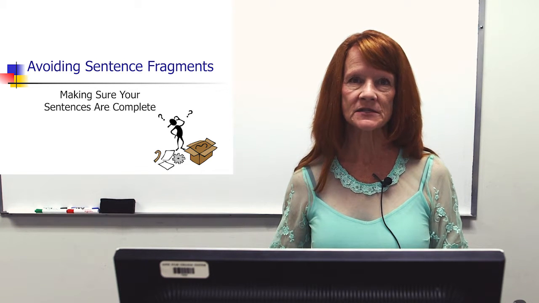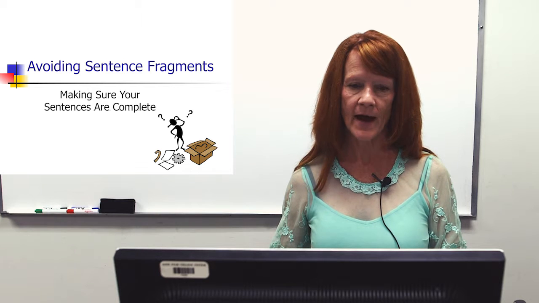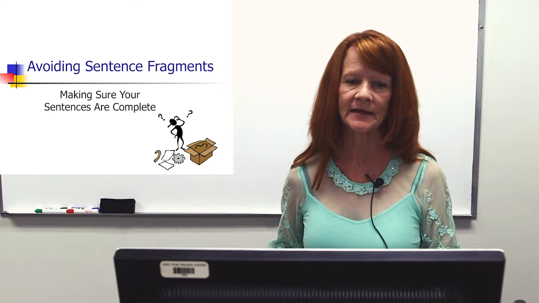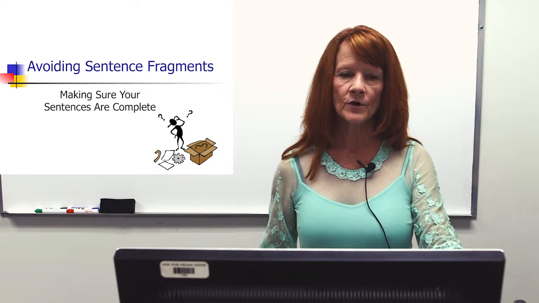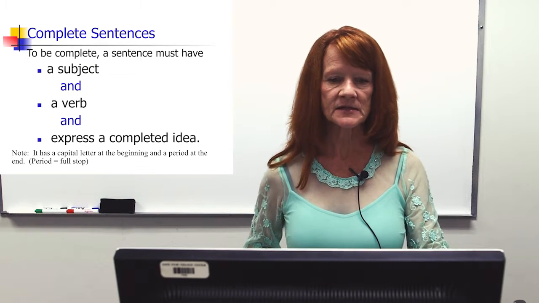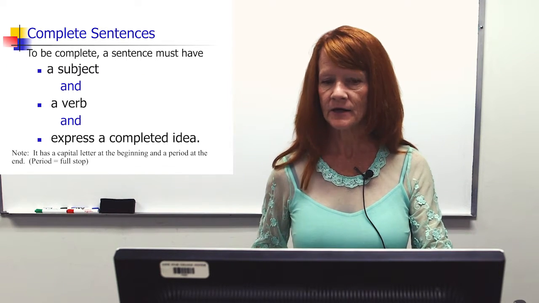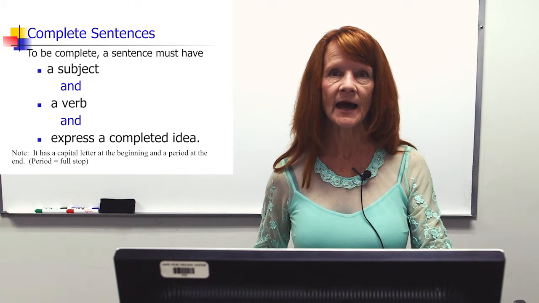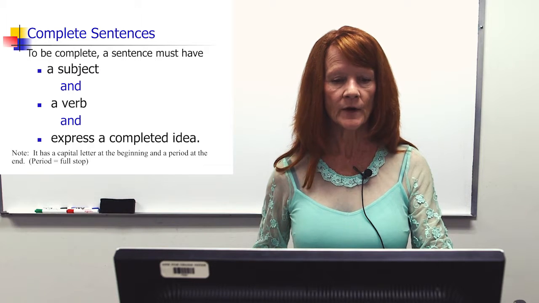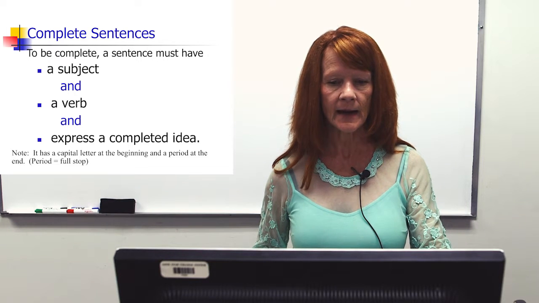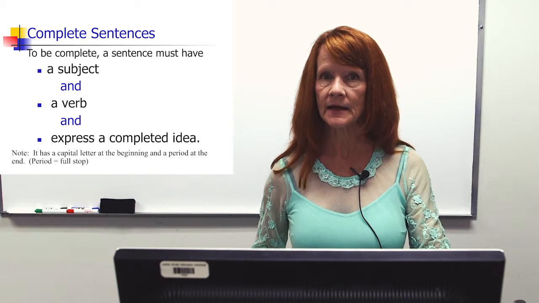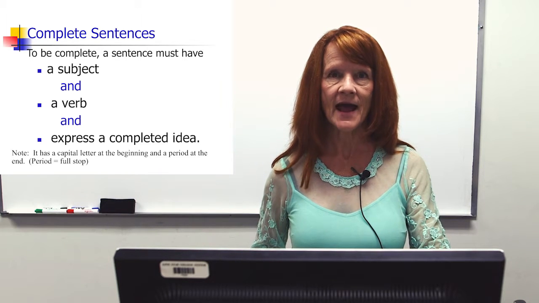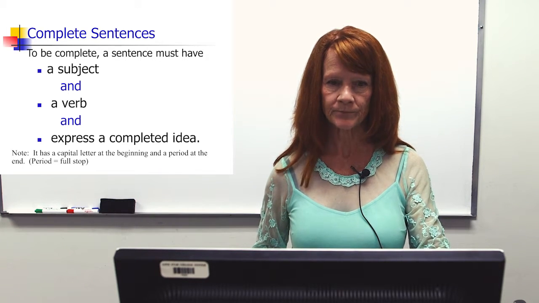Today we're going to be discussing avoiding sentence fragments. In other words, making sure your sentences are complete. In order to be complete, a sentence must have a subject and a verb, and it must express a completed idea. Note, it has a capital letter at the beginning and a period at the end, and a period equals a full stop. It must have end punctuation.